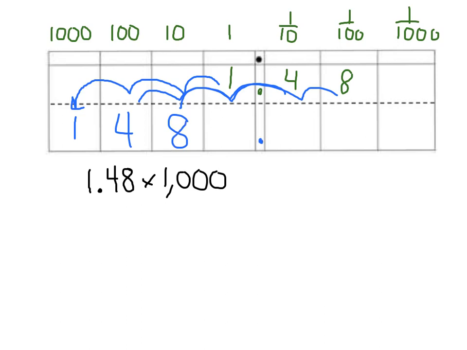Now that 8 you can see is in the tens place. And so to hold that, I need to add a 0 to the ones place. Otherwise it becomes 148, which would be incorrect. So my answer is 1,480. And that's where the decimal point would be. Again, it looks like the decimal place moved to the right 3 places. But actually the digits moved to the left.